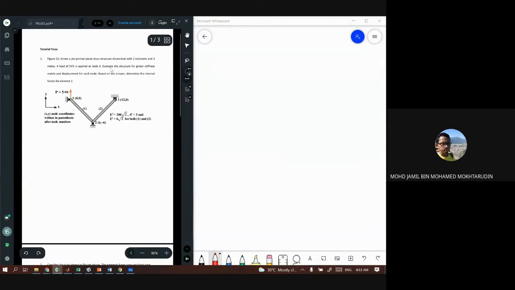It is applied upwards. The question asks to evaluate the structure for the global stiffness matrix and displacement for each node. So let's find the stiffness matrix for each of the bars, and then we combine them to find the global stiffness. Before that, we need to determine the angle made by each of the bars. Let's look at bar number 1, or element number 1.